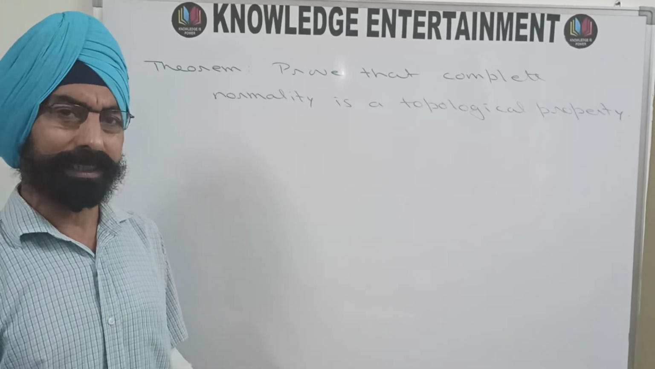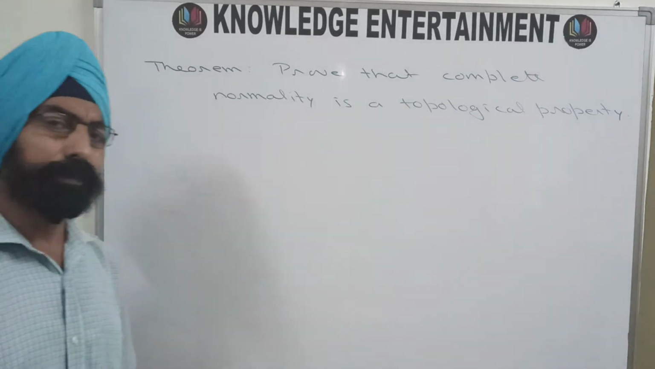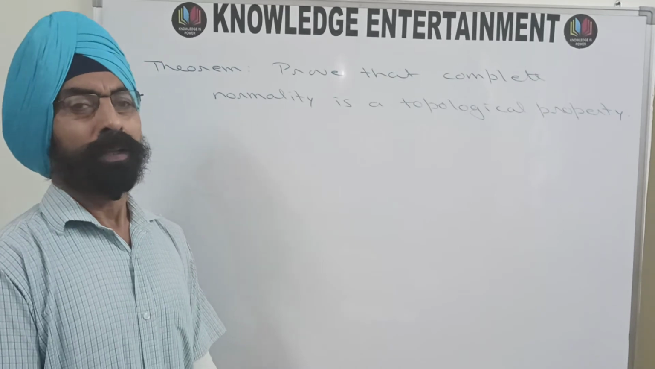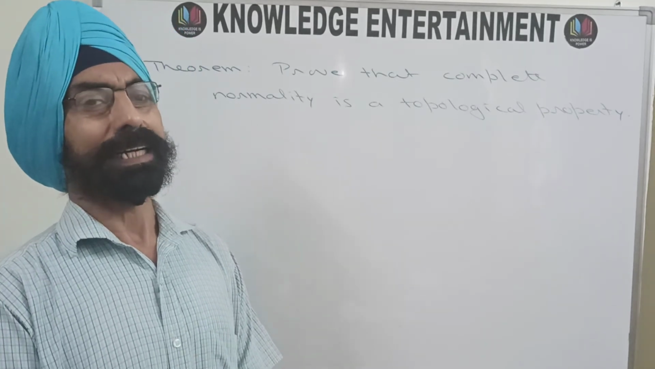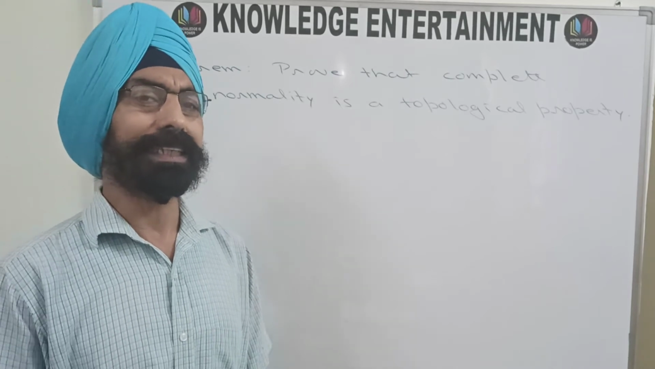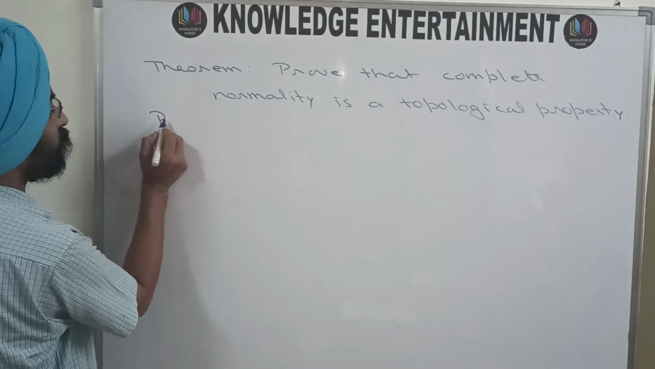Earlier we have shown that it is a hereditary property, and now we are going to show that it is a topological property. Topological property means we will have to show that the homeomorphic image of a completely normal space is also a completely normal space. So I'm going to start the proof.